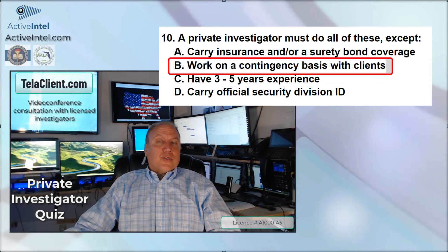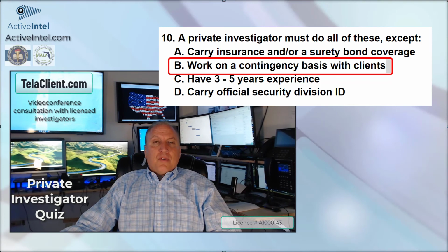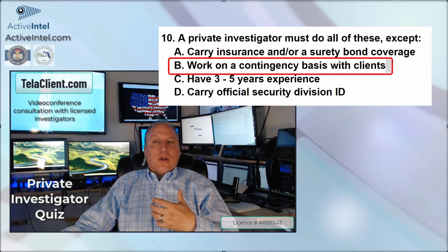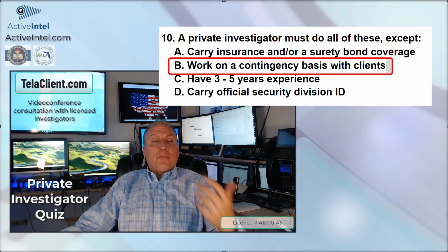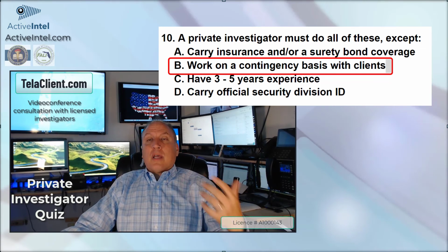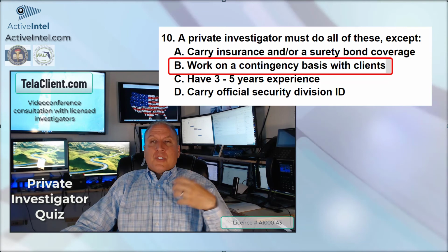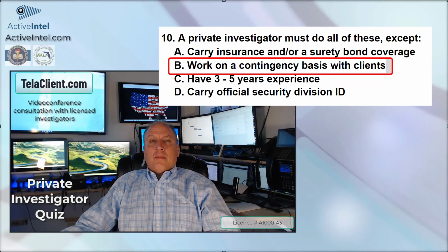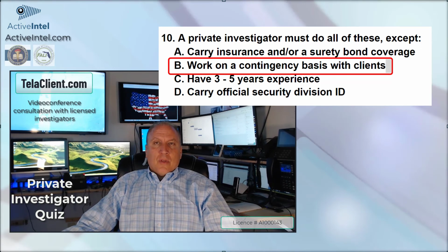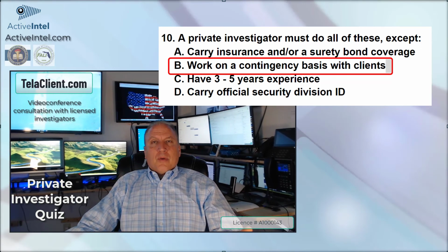D, carry official security ID. In most states, if you're a licensed investigator, you have to have your license on you at all times. Now, you can't carry a badge that looks like a police badge. You can't represent yourself as law enforcement. You can't look like law enforcement. But you have to have an ID that says, here's my investigator license, and you have to show it if asked in certain scenarios. So what does B have to do with anything?